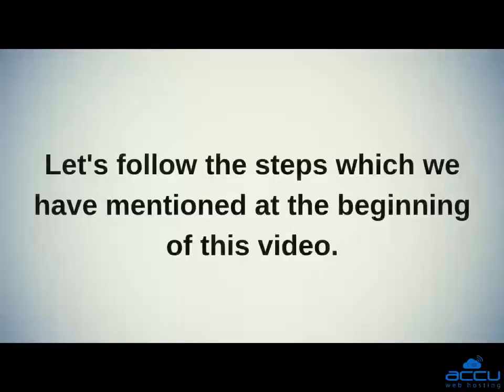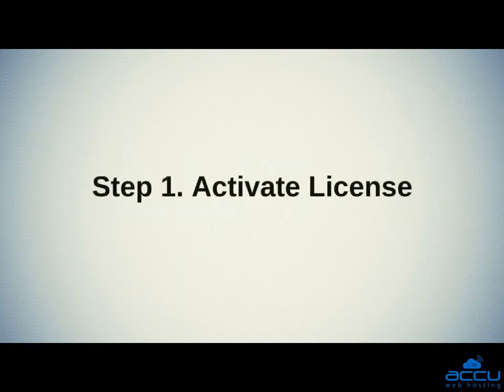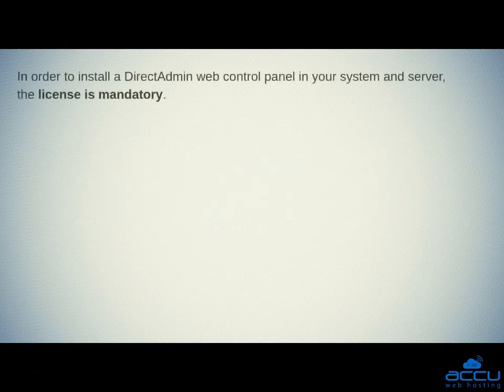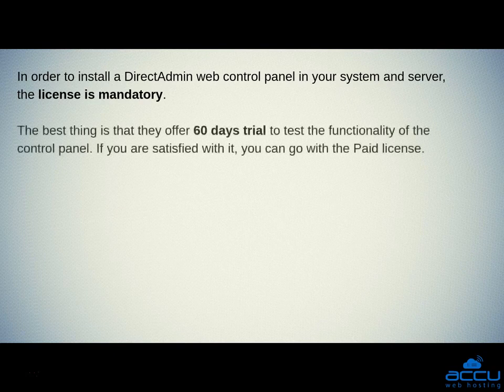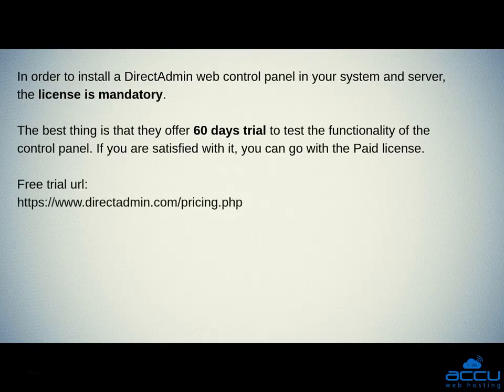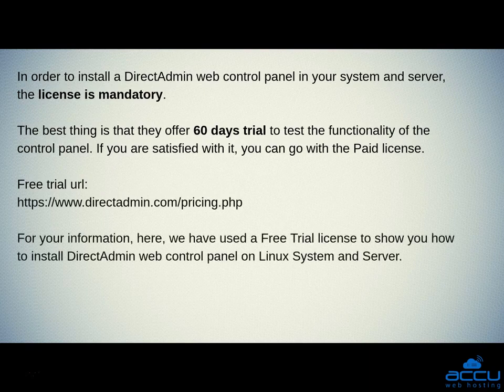Let's follow the steps which we have mentioned at the beginning of the video. Step 1. Activate license. In order to install the DirectAdmin web control panel in your system or server, the license is mandatory. The best thing is that they offer a 60 days trial to test the functionality of the control panel. If you are satisfied with it, you can go with the paid license. Below is the free trial URL. For your information, we have used a free trial license to show you how to install the DirectAdmin web control panel on Linux system and server.